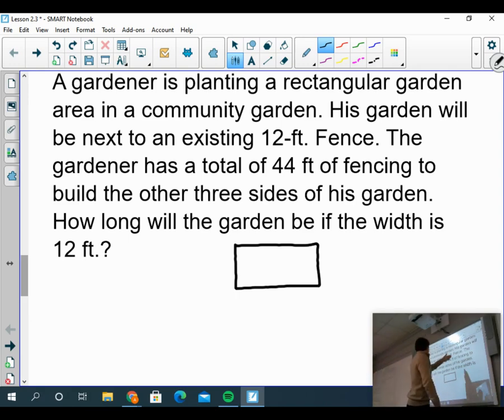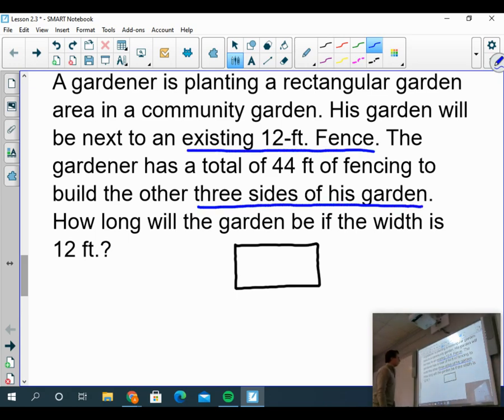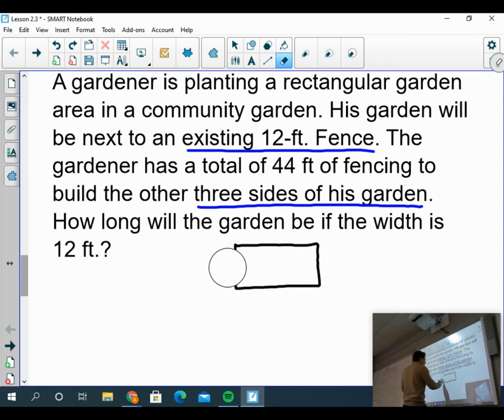My garden will be next to a 12-foot fence. So it's right up along a 12-foot fence. And actually what we see is the gardener has a total of 44 feet of fencing to build the other 3 sides of my garden. So my garden's next to a 12-foot fence. And because it's butting up against this 12-foot fence, I actually only need to build fencing for 3 sides.